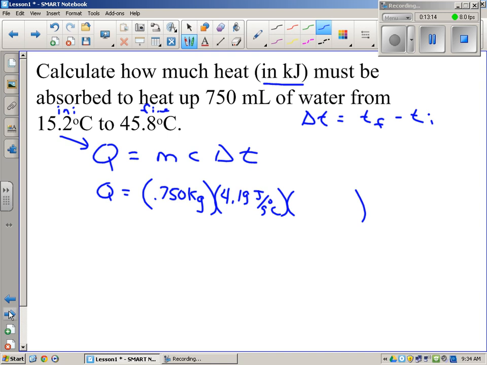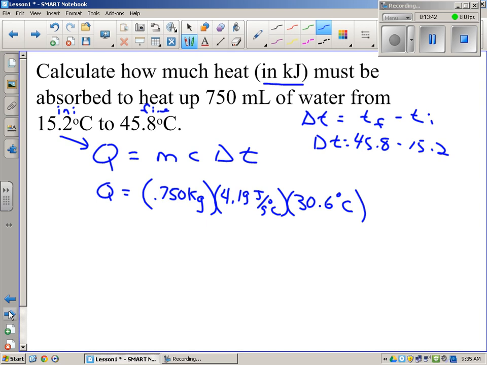So we're going to take 45.8 here. I know this is kind of silly, but most of you are going to do this on your calculator. 45.8 minus the 15.2. And when we subtract those two, 45.8 minus 15.2, that's 30.6. Okay? And that's what's going to go in here, degrees Celsius.